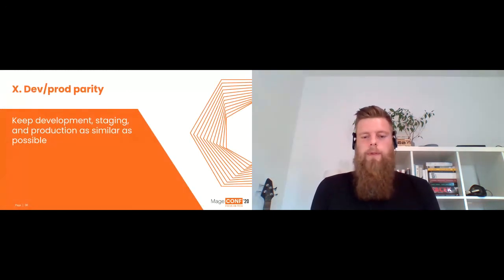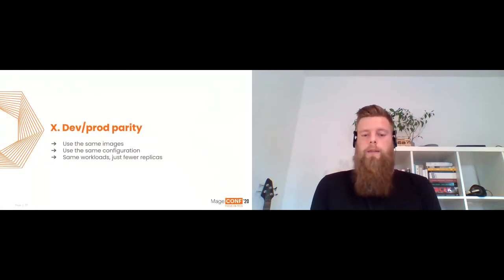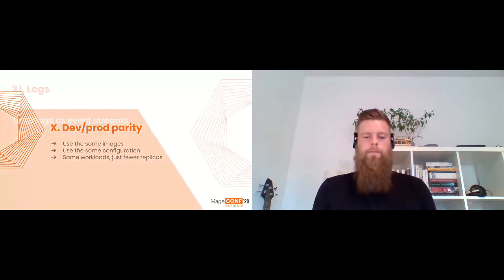For number 10, this is one of the reasons why we want to use Kubernetes. So we want to keep development, staging, production as similar to each other as possible. Actually, we can make them almost identical. So we use the same images, same configuration, same workloads, just scale everything down, because for production you need much more resources. So instead of running, say, a dozen instances of Magento, for staging it's probably okay to run 1 or 2.